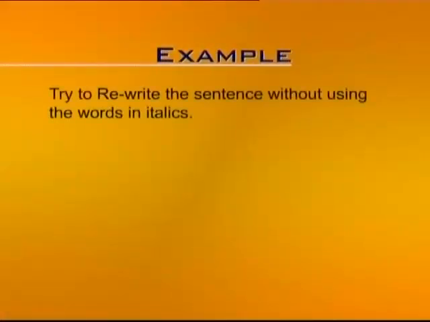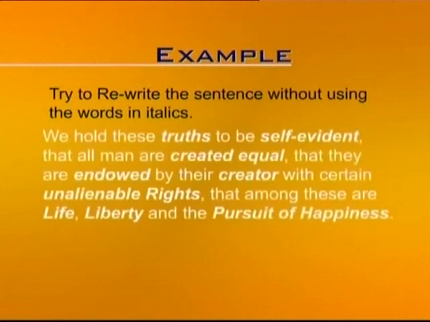Try to rewrite the sentence that you're going to see without using the words in italics, and then things will become clearer for you. The sentence says, we hold these truths to be self-evident, that all men are created equal, that they are endowed by their creator with certain unalienable rights, that amongst these are life, liberty, and the pursuit of happiness. Now, if you try rewriting the sentence without the words in italics, by changing the words in italics, the meaning can be completely changed.